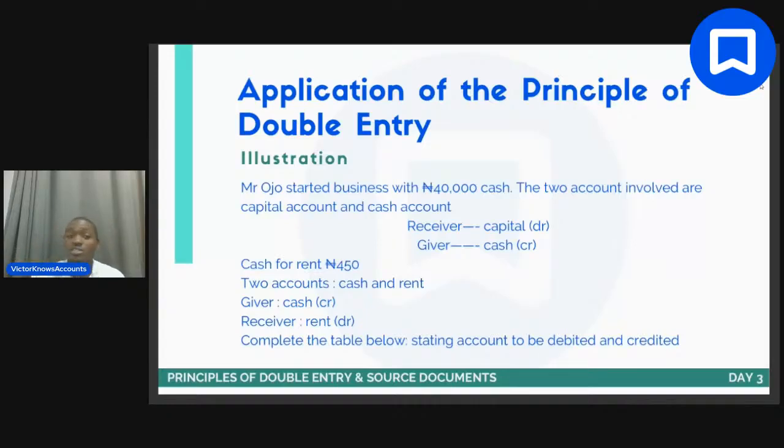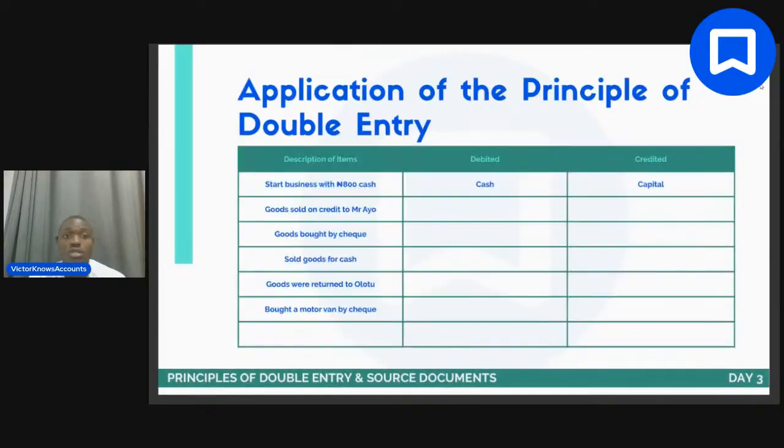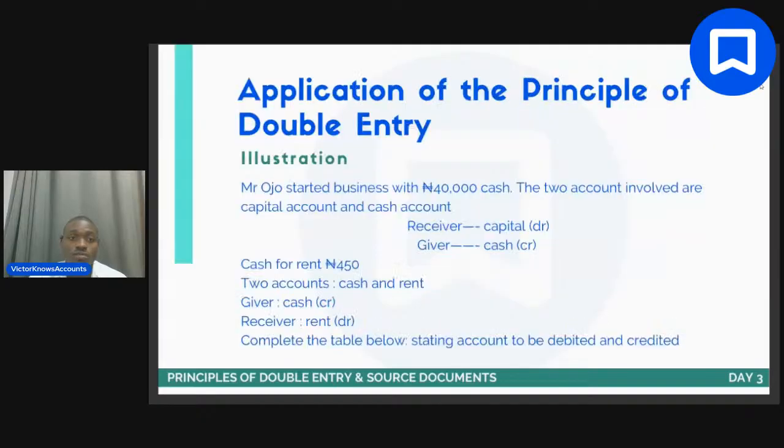Now let's take this simple example to illustrate the principle of double entry. Then we complete this table and then we end our class for today. In our next class, we'll talk about the accounting equation, we'll talk about the ledgers and all other things. But let's just complete this.